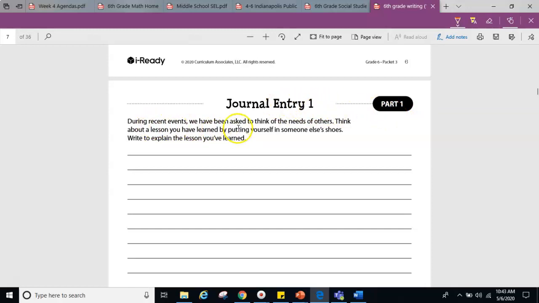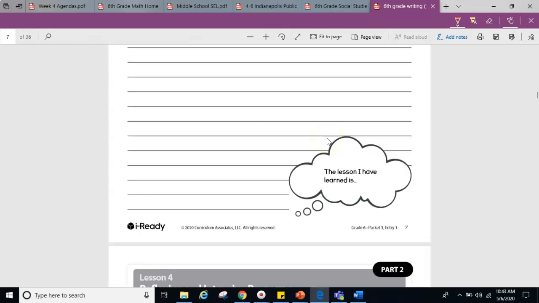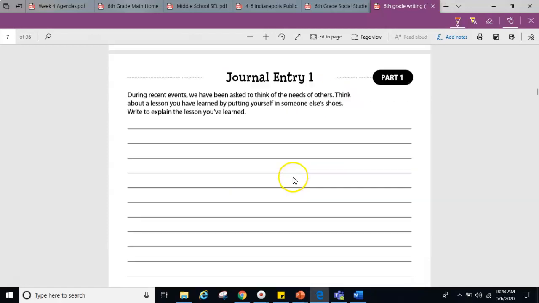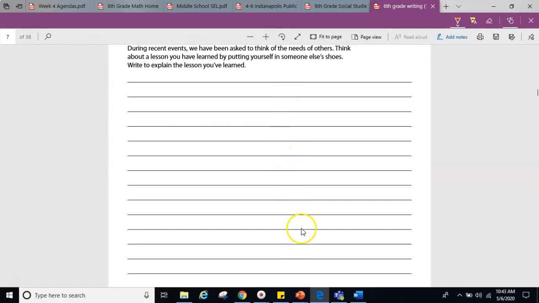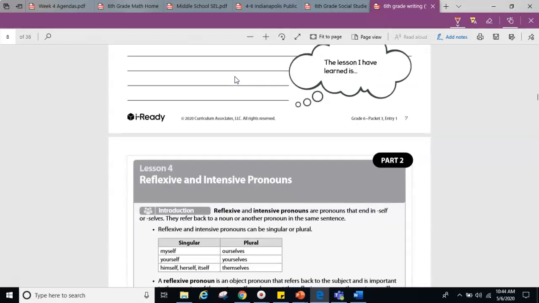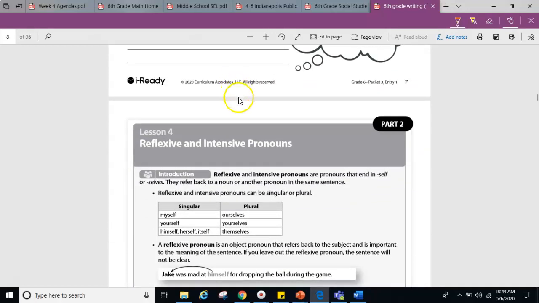During recent events, we have been asked to think of the needs of others. Think about a lesson you have learned by putting yourself in someone else's shoes. Write to explain the lesson you've learned. All right, you got your journal entry. I would like you to fill in at least half of the page, please. More would be nice. Really dig in deep to this journal.